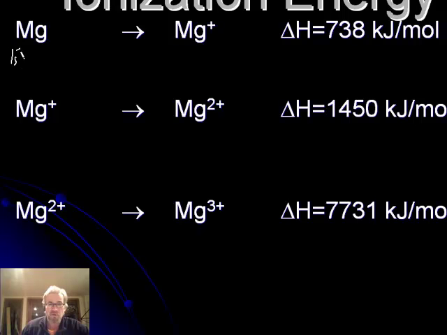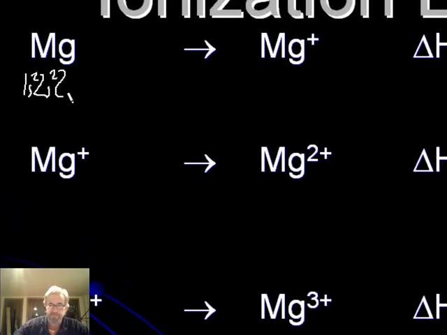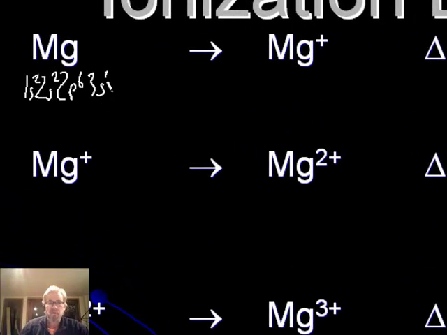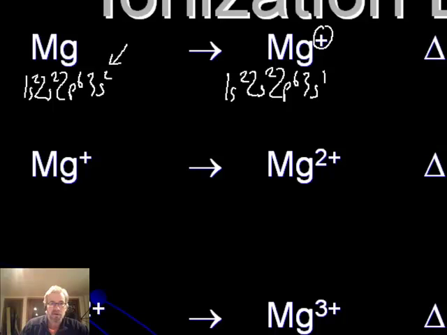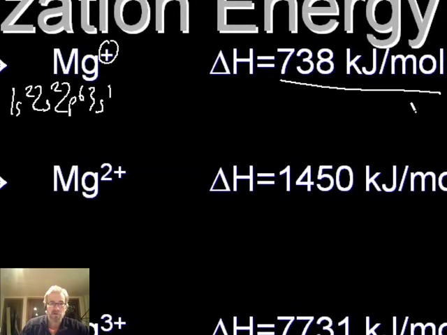Magnesium is 1s2, 2s2, 2p6, 3s2. That's a neutral magnesium atom. We're going to ionize this to magnesium 1+, and that electron is going to be lost from the highest shell, which is the 3s subshell. So it becomes 1s2, 2s2, 2p6, 3s1 after ionizing. The amount of energy that takes is you have to input 738 kilojoules for every mole.